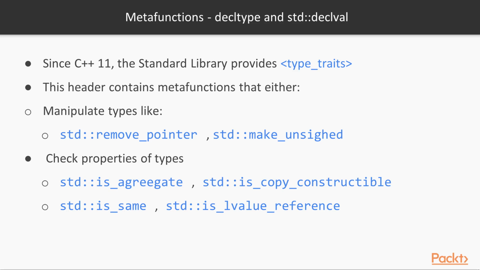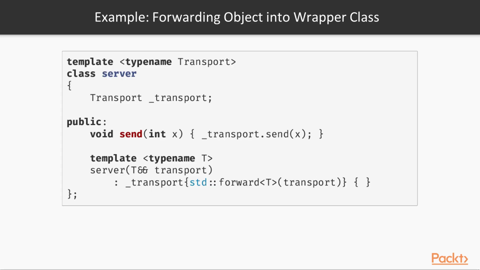It is available in the utility header, and this function is not defined, it's just declared. It's useful to simulate the creation of T instances in non-evaluated contexts, such as decltype. Note that std::declval of T works even if T is not default constructible. Here's a common use case example.